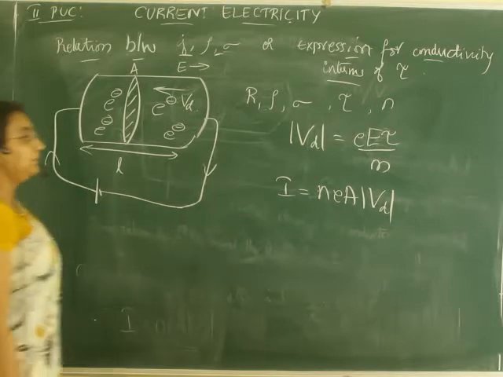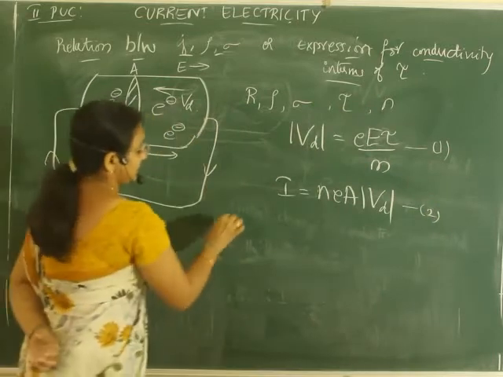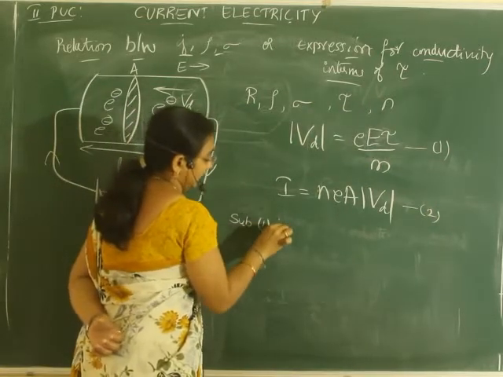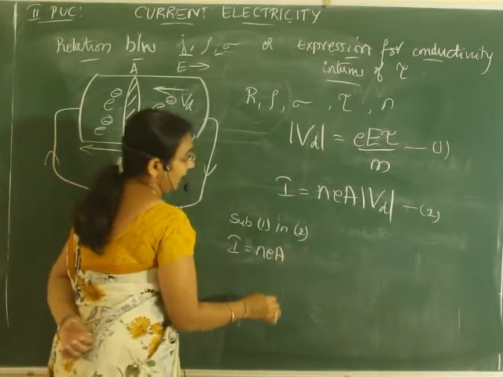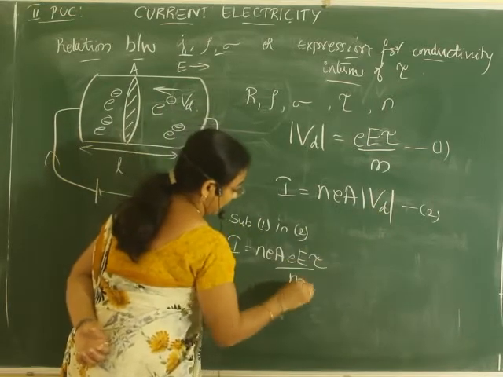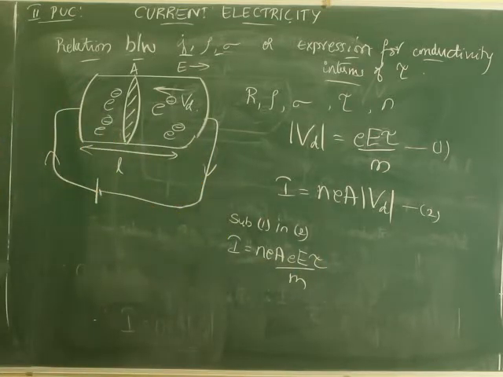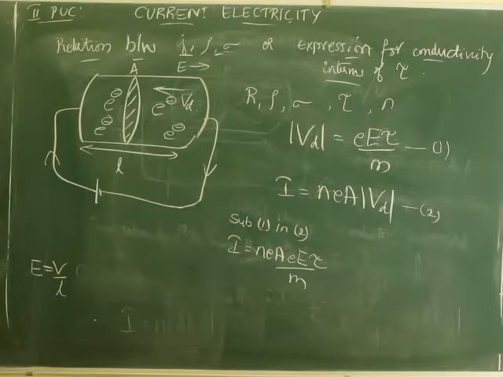So, let us substitute equation 1 in 2. Then what do we get? I = neA, and in place of Vd we write E tau/m. We also know that E = V/L. This derivation we have done in the second chapter, correct? E = V/L. We will keep it separately and speak about this later.